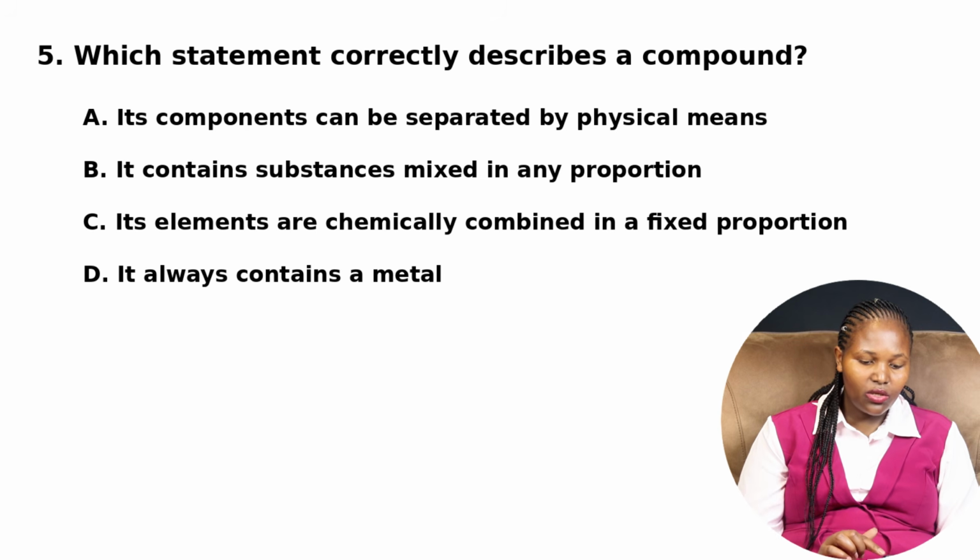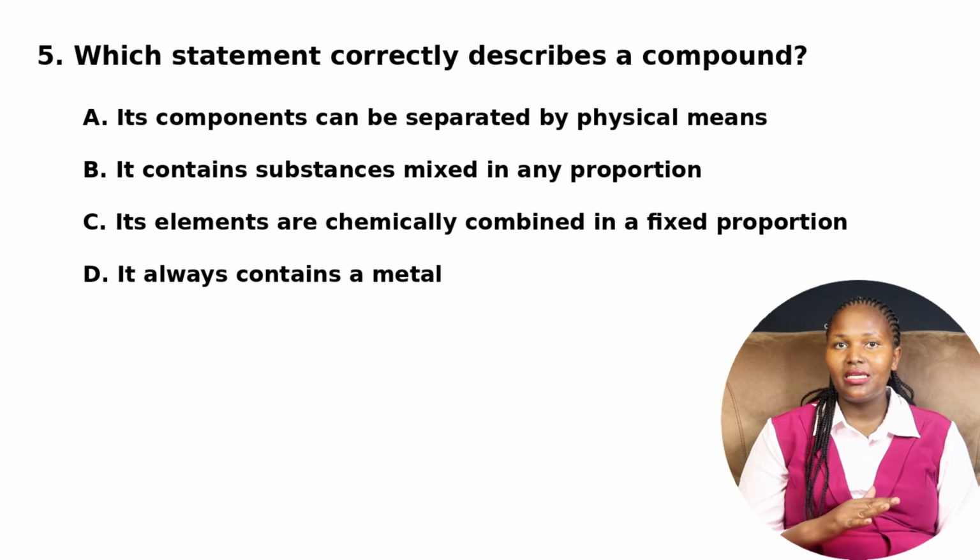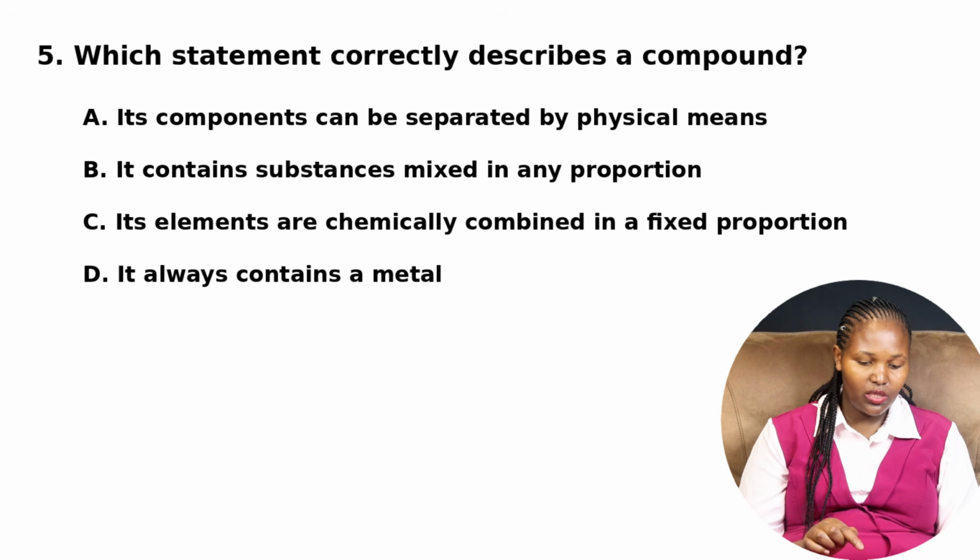Then B, it contains substances mixed in any proportion. Now mixtures may have variable composition, so that is not a compound, because if it contains substances that have been mixed in any proportions, that is a mixture, since for a mixture the proportions can be variable. So option A is a mixture, and option B is not a compound.